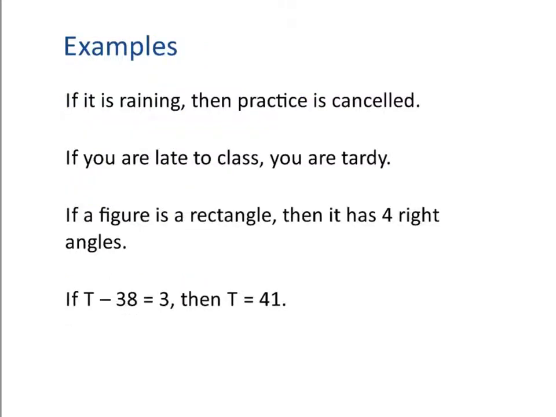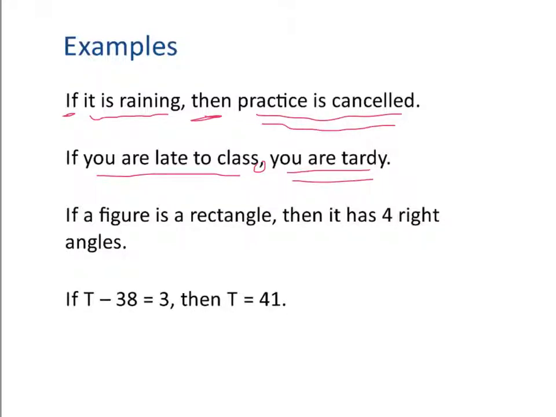A few examples I created of if-thens. The first one, if it is raining, then practice is canceled. Here's the if part, here's the then part. So if it is raining, then practice is canceled. Second one, if you are late to class, you are tardy. Sometimes in the if-then statement, the word then is not even in the sentence, as long as you have a comma. After the comma is the then statement. So here's the if, you are late to class. Here's the then, you are tardy.